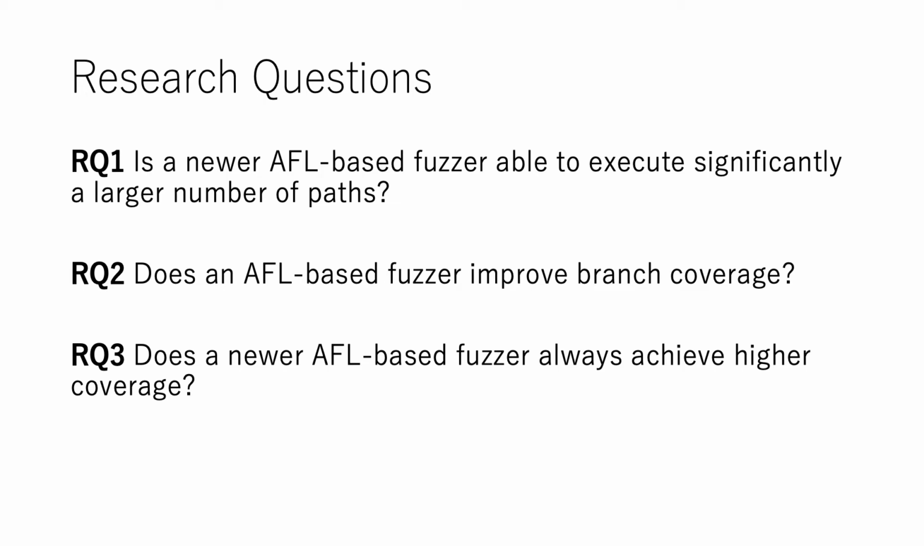The first one is, are newer AFL-based fuzzers able to execute a significantly larger number of paths? Research question 2 is, do AFL-based fuzzers improve branch coverage? The last one is, do newer AFL-based fuzzers always achieve higher coverage?